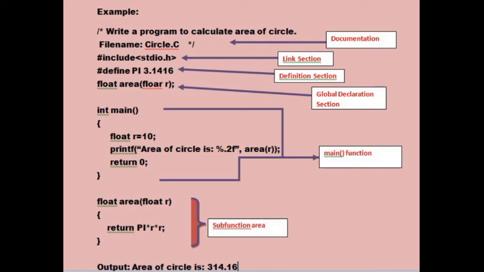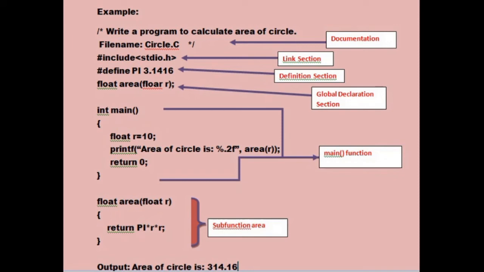Then #include <stdio.h>. This is our link section that tells the compiler to include the functions from the system library. Then #define PI 3.1416. This statement is our definition section that is defining our symbolic constant PI and its value is 3.1416.